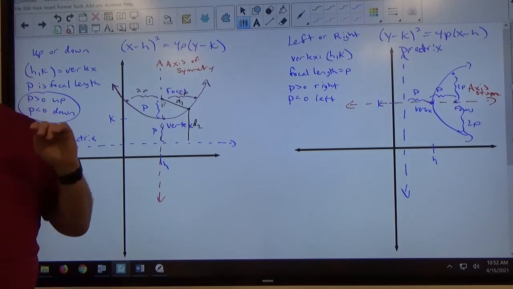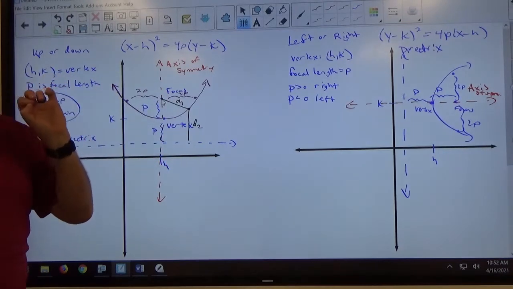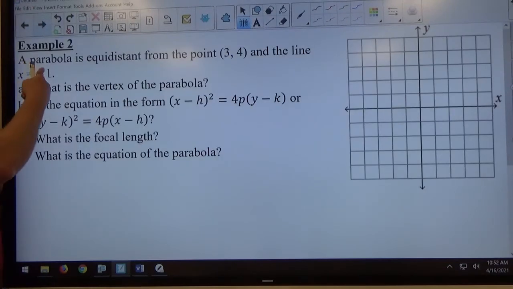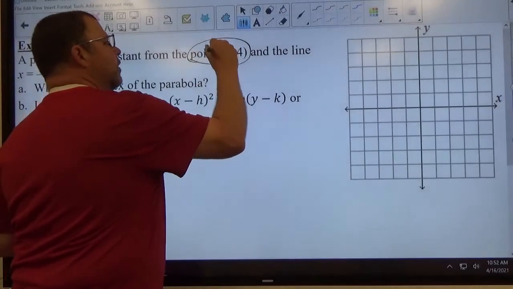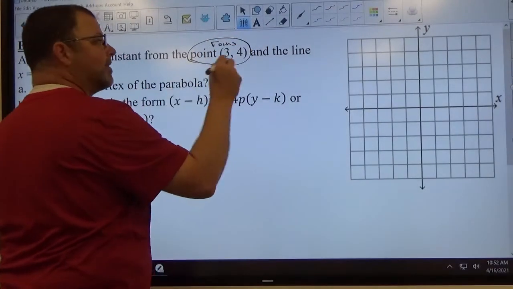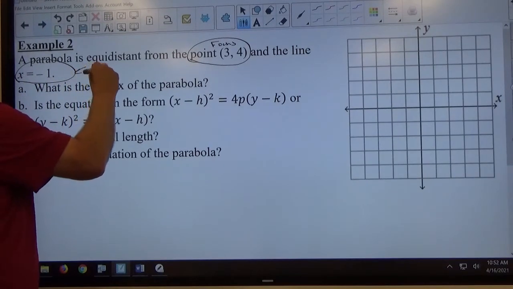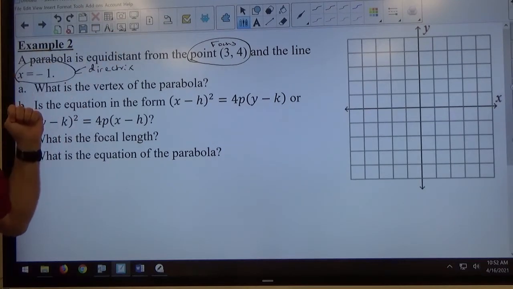It's the set of all points equidistant from a point and a line. The point and line it's equidistant from are the focus and the directrix. So when they word it like this, and they say a parabola is equidistant from some point, the point they're giving you is the focus, and the line they're giving you is the directrix. Some problems are going to say, hey, the focus is this, the directrix is this. Other problems are going to say, hey, it's equidistant from this point and this line. They're still telling you the focus and directrix.